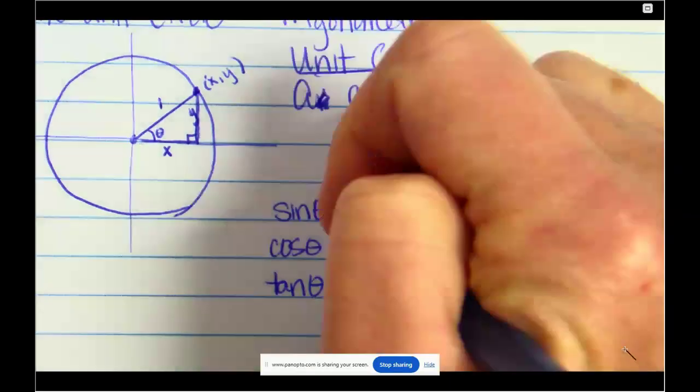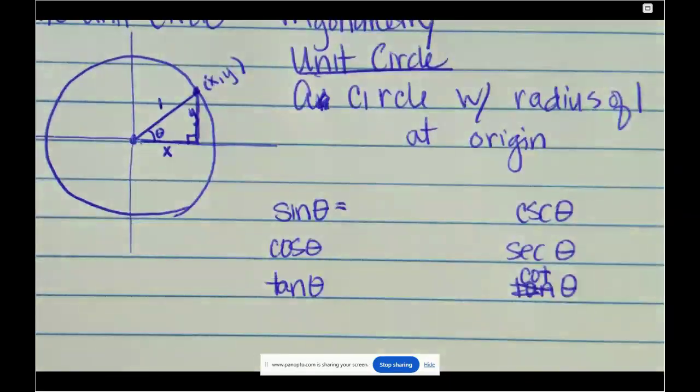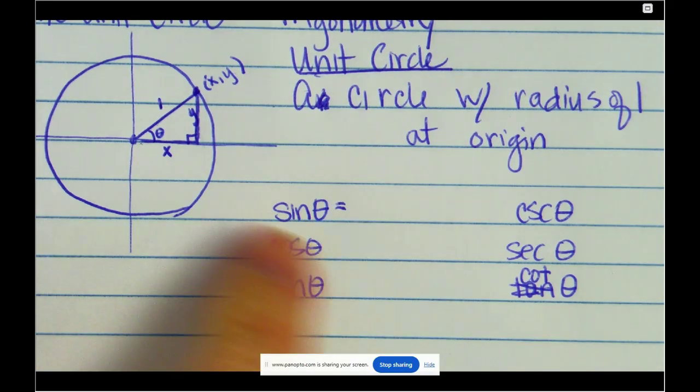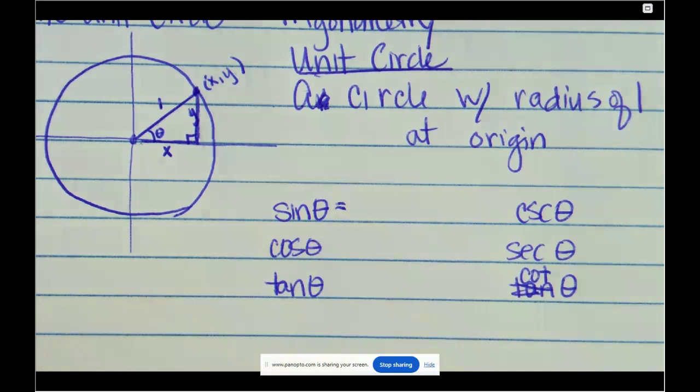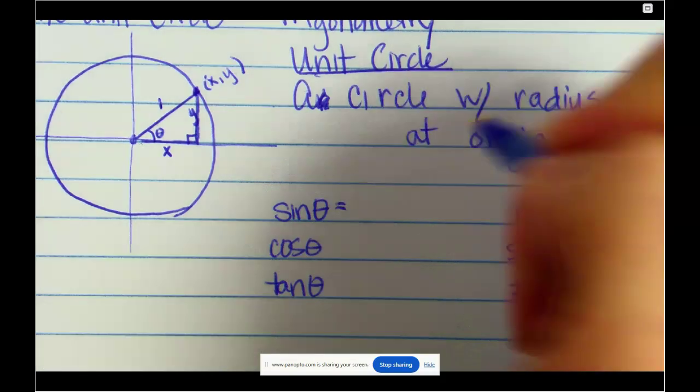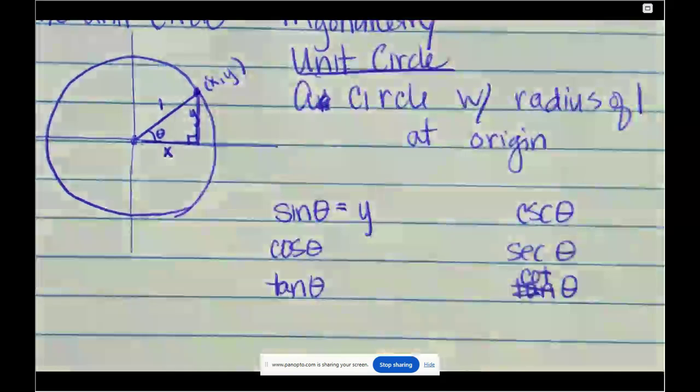Okay, what's the sine of theta? Y over 1. Yeah, Connor and Javon. The sine of theta is y over 1, which we're going to just call y, because y over 1 is y. Grayson, you and Eli need to stop your conversation.